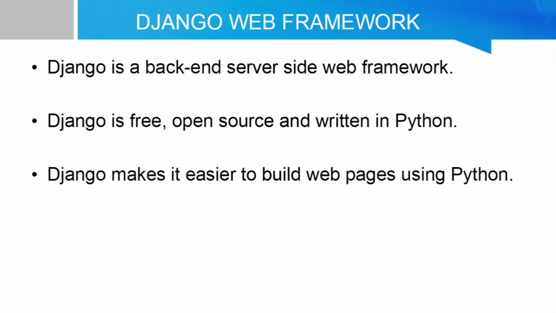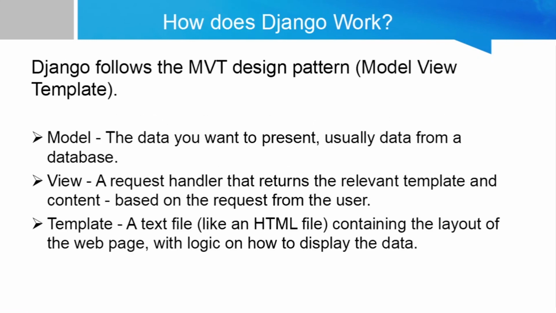But then, how does Django work? Basically, Django follows the MVT design pattern, that is model, view, and template. We are going to talk about these much deeper, but in a nutshell, a model is the data that you want to present, usually data from a database. A view is a request handler that returns the relevant template and content based on the request from the user. And the template is a text file, just like an HTML file, containing the layout of the web page with logic on how to display the data.